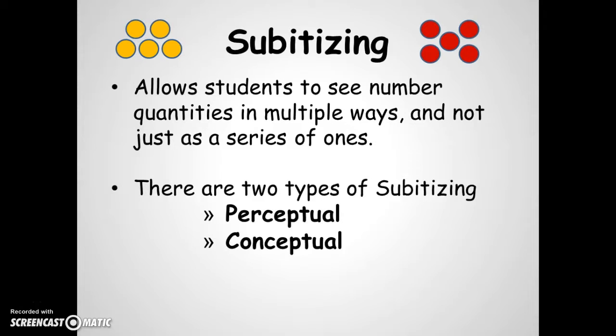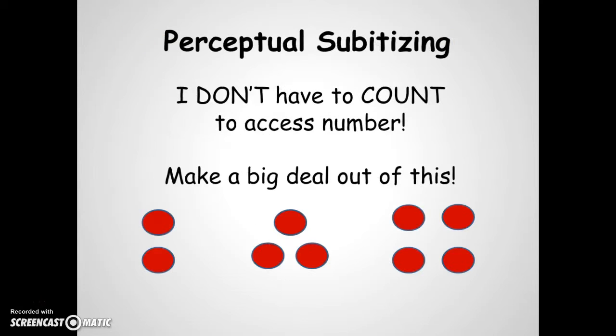There are two types of subitizing: perceptual subitizing and conceptual subitizing. Perceptual subitizing is when one can tell how many without counting, and this can occur with images up to 4 or 5 objects. Some questions you want to ask students when they are perceptually subitizing is, what did you see?